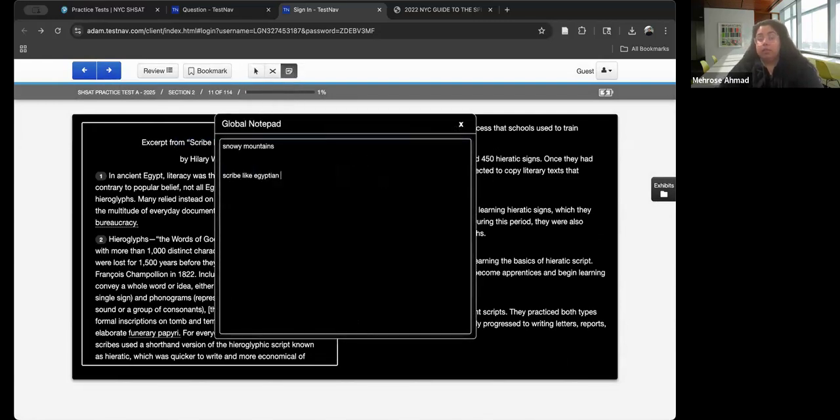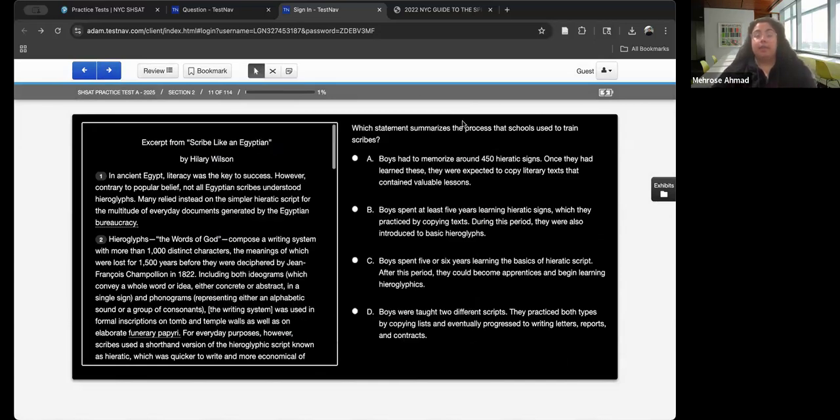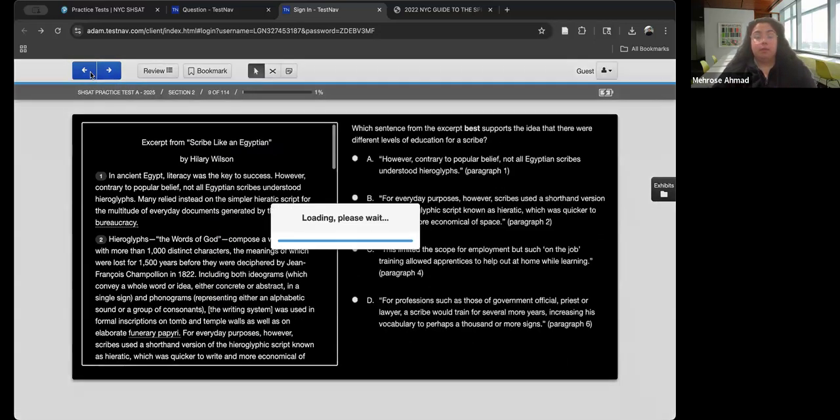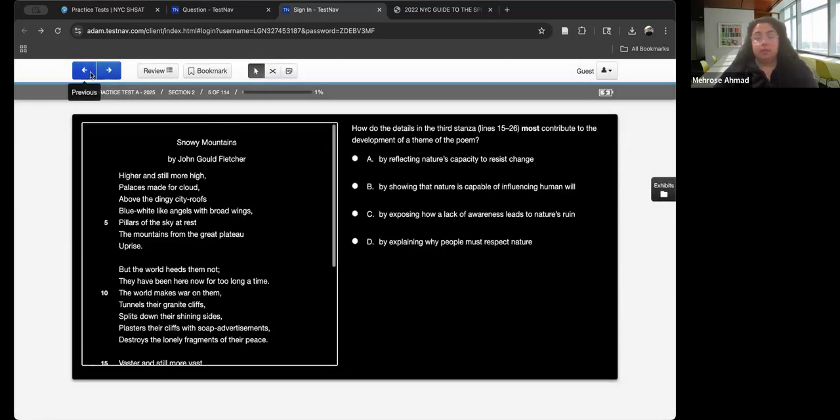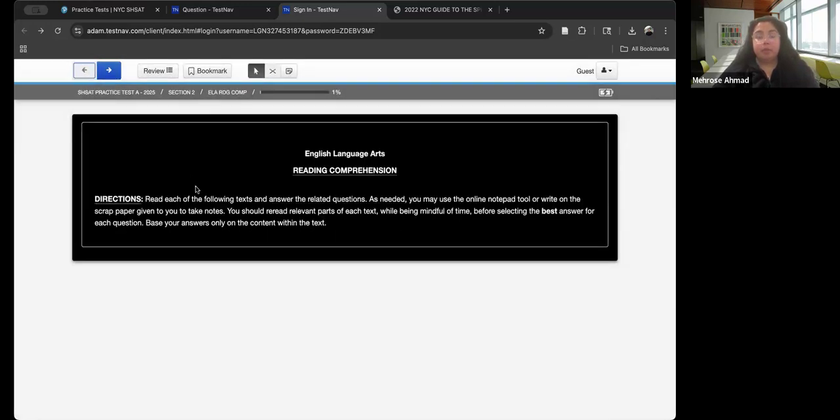So this is actually a really amazing feature. It allows you to really have an outline of the entire exam. You can even use the global notepad to tell yourself, wow, Scribe Like an Egyptian was a hard passage. So you know that if you have extra time over the test, you want to prioritize this passage. This is a really, really nice tool that I think is really worth considering using, and I've explained the different ways to consider using it.